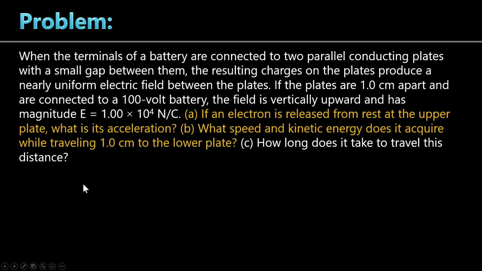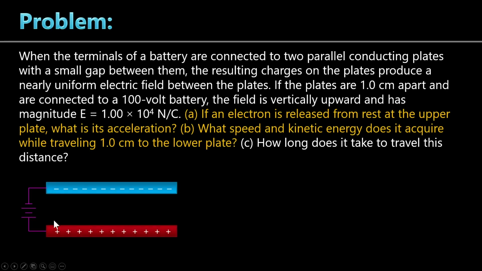To illustrate that, here is a drawing. Yan, ito yung dalawang plates natin. Positive plate sa ilalim, negative plate sa taas. Tapos ito daw, dalawang plates na ito connected sa terminals ng battery. So ito positive kasi nakakonekta siya sa positive ng battery. At ito naman negative kasi nakakonekta siya sa negative ng battery. Anong itsura ng electric field dito? Ang electric field upward. Kaya ganyan ang pagkakalagay natin. Okay? Para maging upward yung electric field.